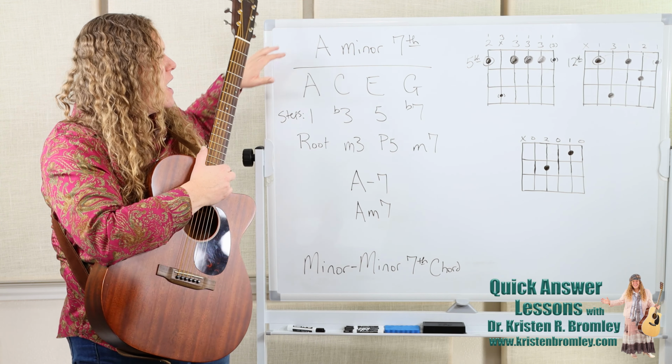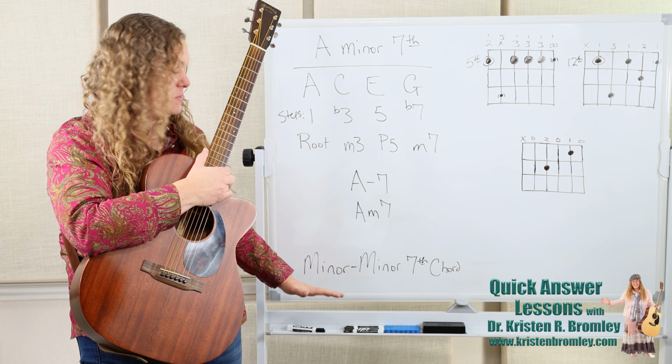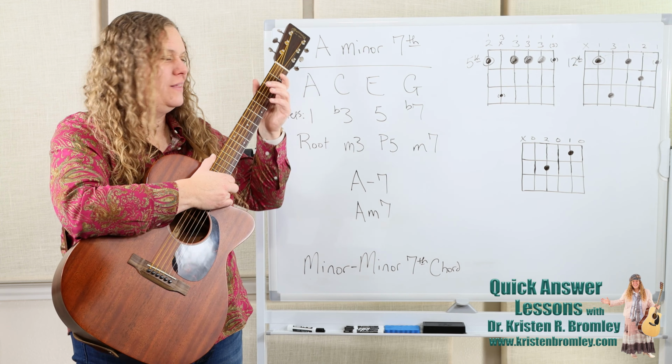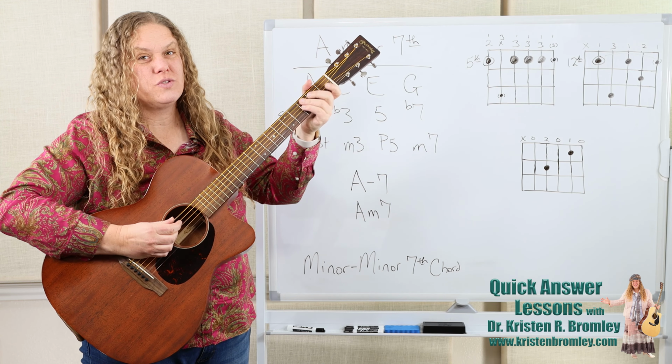So, A minor 7th chord. This is what we call, in theory terms, a minor 7th chord. What does that mean? Let's find out. So we have the notes A, C, E, and G. Those are the notes in this chord.